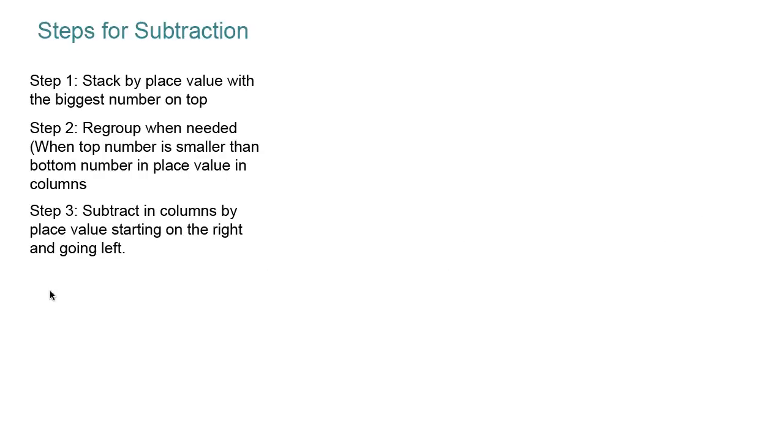To illustrate these steps, let's start with a very simple example. How about 9 minus 3? Well, step 1, stack by place value with the biggest number on top. 9 is bigger than 3, so we'll put 9 on top and 3 underneath it, and both of these only have digits in the ones column. So we're going to stack the ones on top of each other. So the 9 is in the ones column and the 3 is in the ones column.